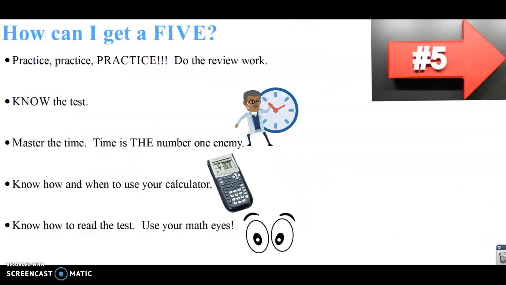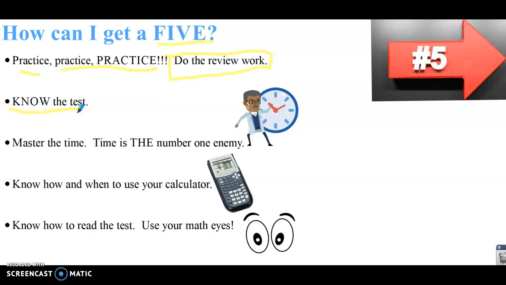So, how can you get a 5? Well, you can get a 5 because most of the work, honestly, is behind you. Now what you've got to do during this time is just put it all together and practice, practice, practice, practice, practice. And during that practice, you've got to go back and figure out what you know and what you don't know, and reinforce the things you're not so sure about. So, do the review work. It works. It will get you ready.